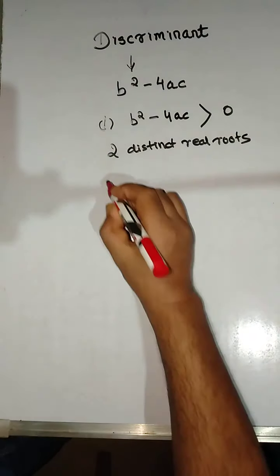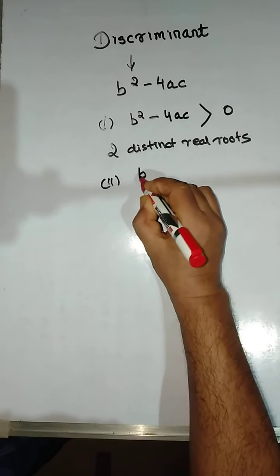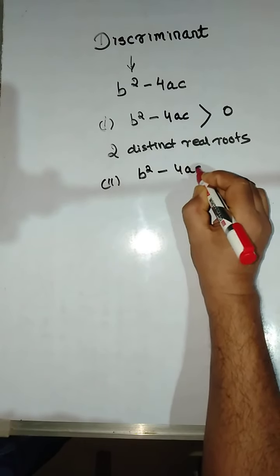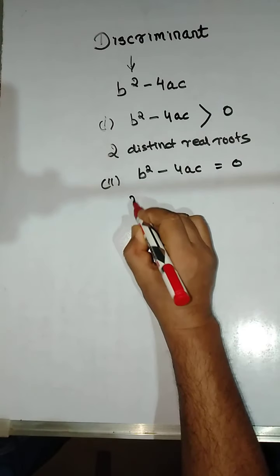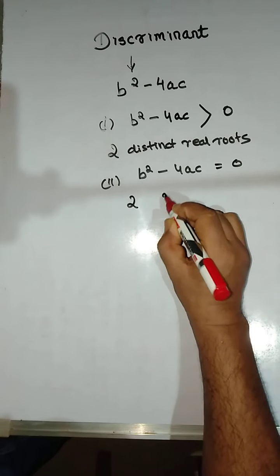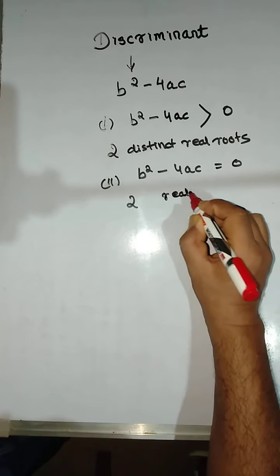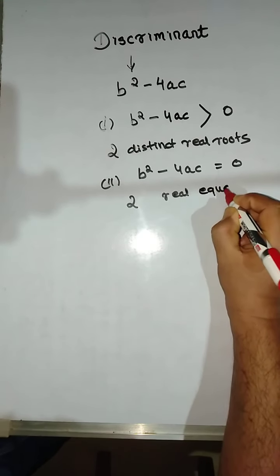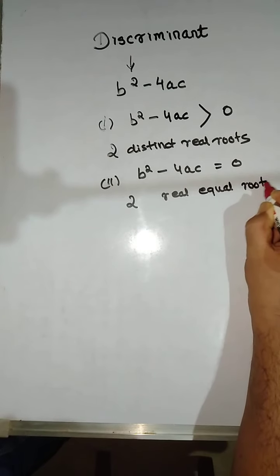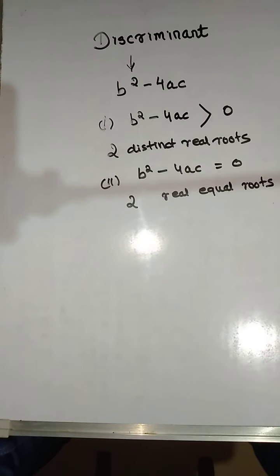If your discriminant is equal to 0, then you will get two real equal roots, which means the roots are equal. One root and the other root will be the same. Not like the first one. When they say two distinct real roots, it means that one value of x would be a different value from the other x.